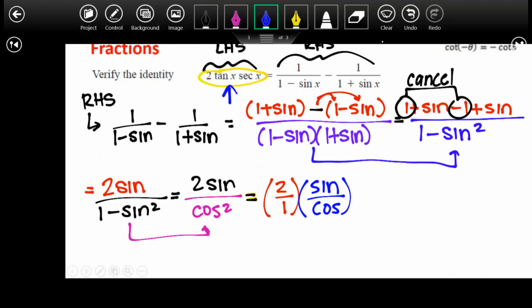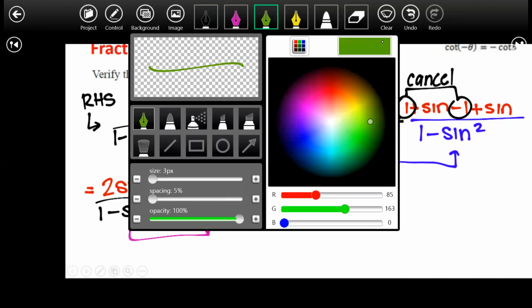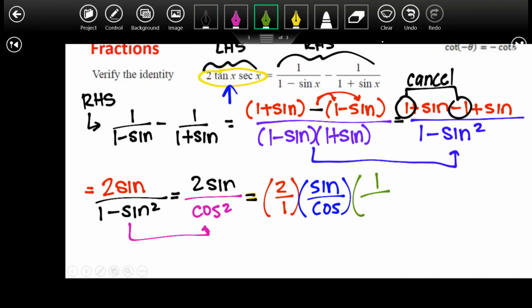Okay. I'm not done with my cosine. I need my last term, which will give me 1 over cosine. Again, all I'm doing is ripping it apart in order to rewrite it in a different form. We still have cosine squared on the bottom. If I multiply them all out, I still have cosine squared. On the top, 2 times sine times 1 is still 2 sine. So I'm not changing it, I'm just rewriting it. And that has to do with a lot of these.